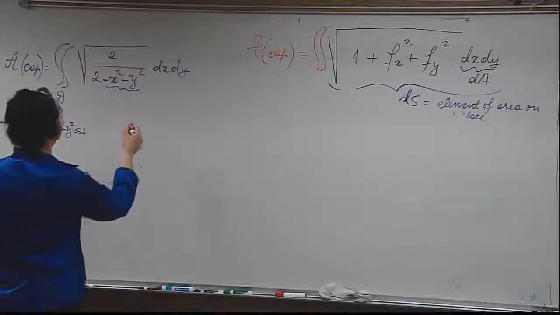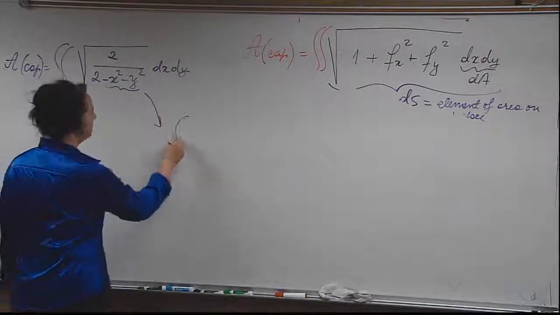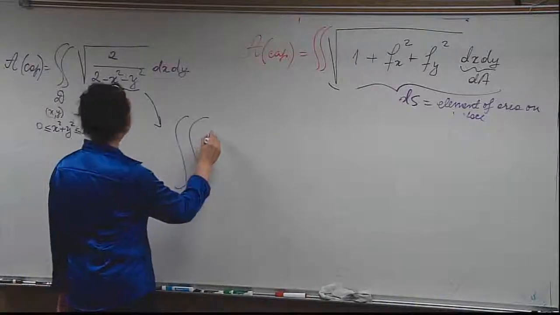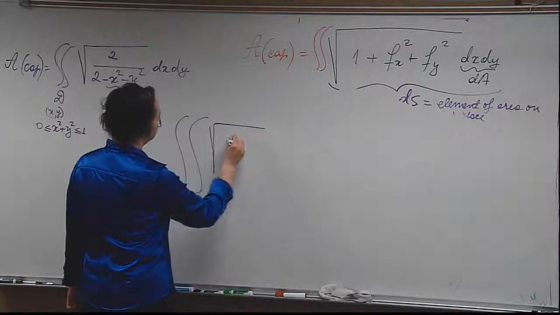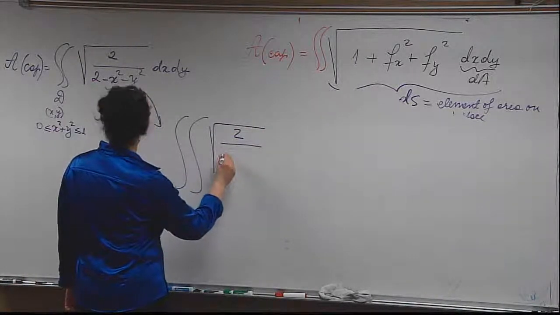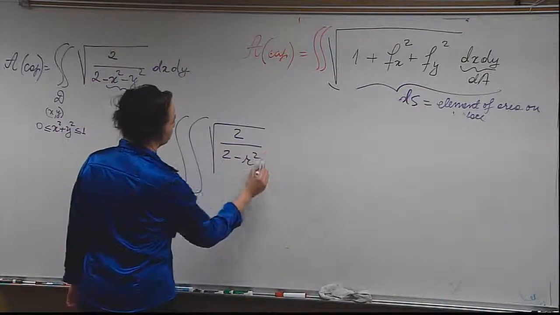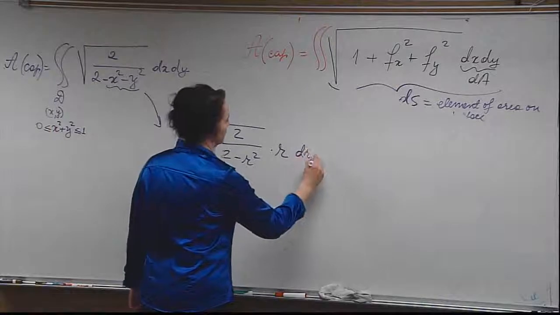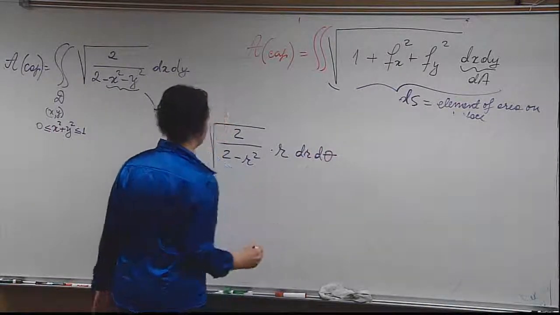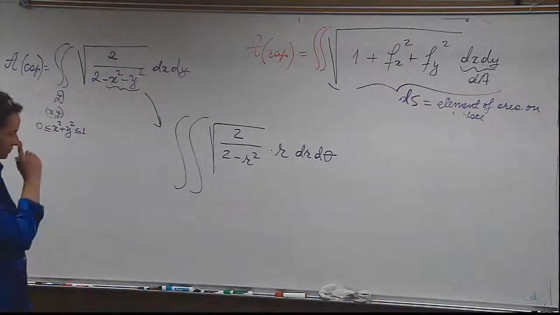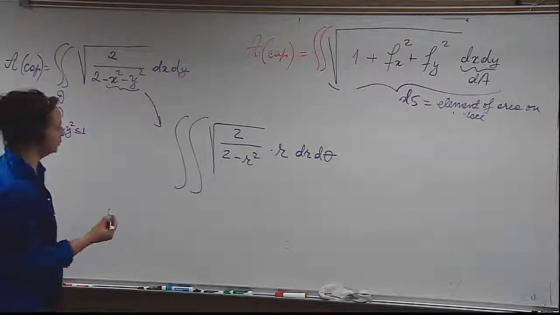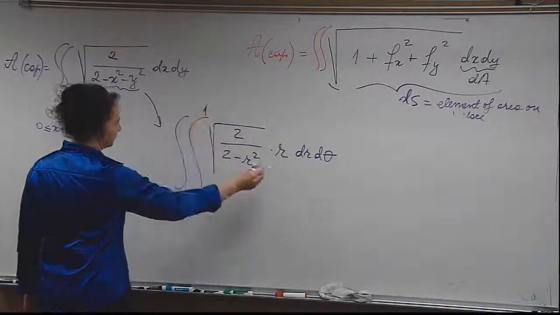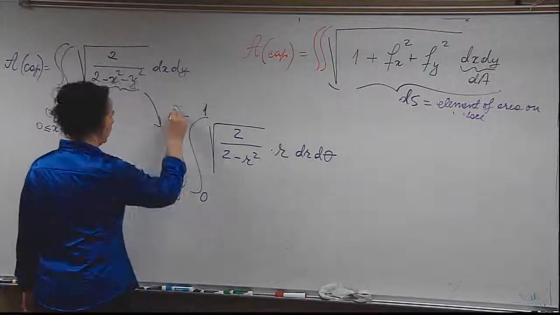Okay, how do you do that? You have to help me, because that was kind of the idea, that now you can help me, right? Square root of 2 minus r squared times r dr d theta. And do we like it? No, but we have to continue. Use 2 minus r squared, 0 to 1, and 0 to 2 pi.